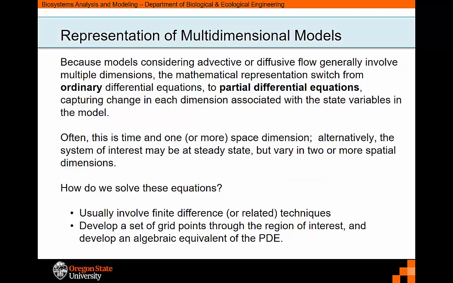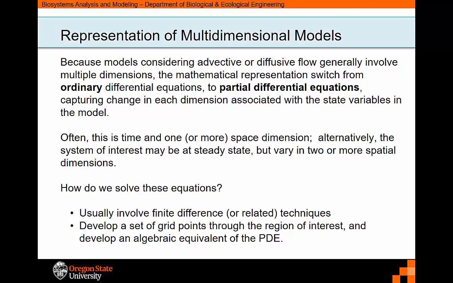We've seen previously that adding advection and/or diffusion to our prior models resulted in the addition of a spatial dimension to our mathematics, which moves us from the realm of ordinary differential equations to partial differential equations, with each dimension represented by partial derivatives of each term that varies in one or more of these dimensions. Oftentimes, multidimensional models relevant to ecological engineering have one time and one space dimension for simulating 1D advective or diffusive flow over time.